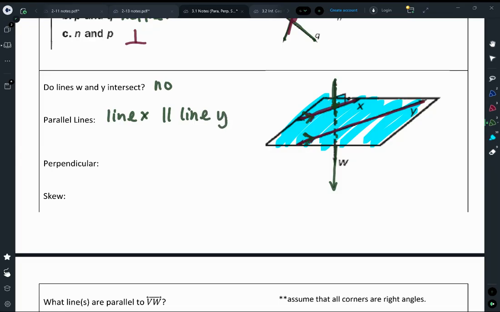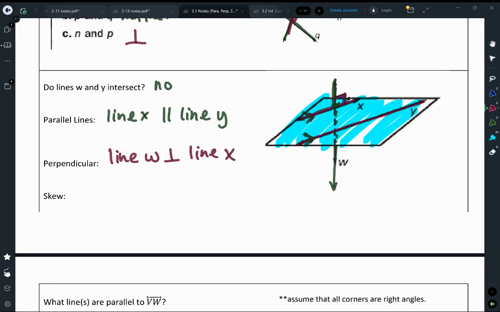Which lines are perpendicular? Okay, so this I didn't even notice right away. But as soon as they said perpendicular, I said, oh, there's this little box in the corner here that I didn't notice. So that means line W and line X are perpendicular. So line W is perpendicular to line X.